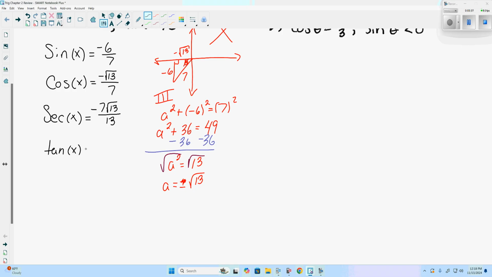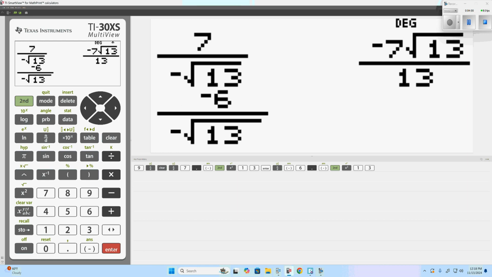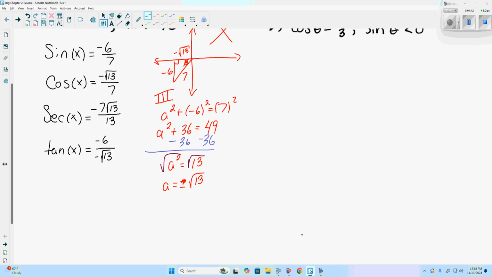Now tangent of x is going to be the opposite side, which I'll write this one out because we'll have to fix it. Negative square root of 6 over the adjacent negative square root of 13. Now we'll have to type this in the calculator because the main thing is that we can't have a radical in the bottom of a fraction, which does simplify to 6 square root of 13 over 13. And as the problem stated from the beginning, this is positive, and our tangent value is indeed positive, and that should be 13.